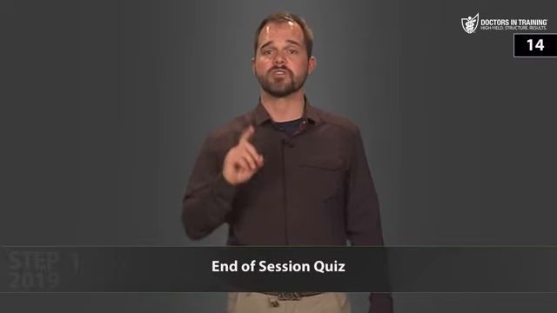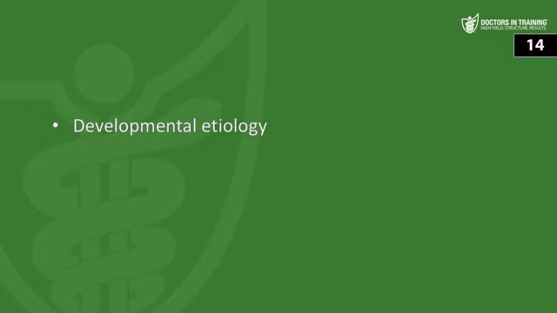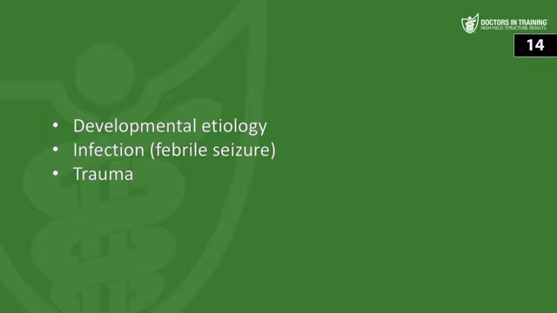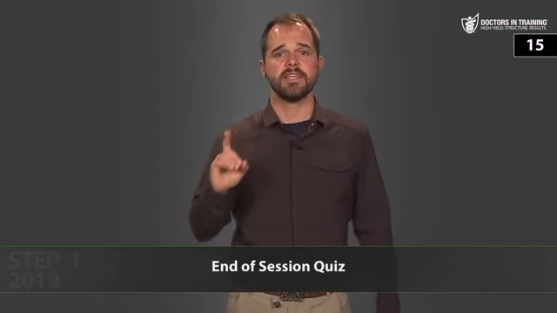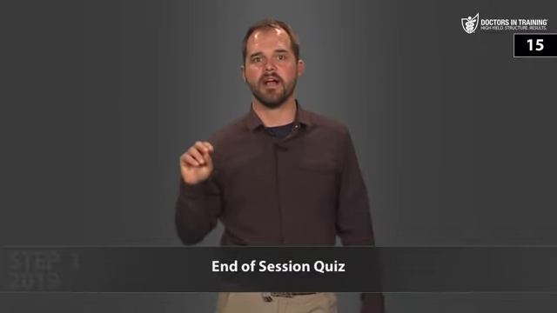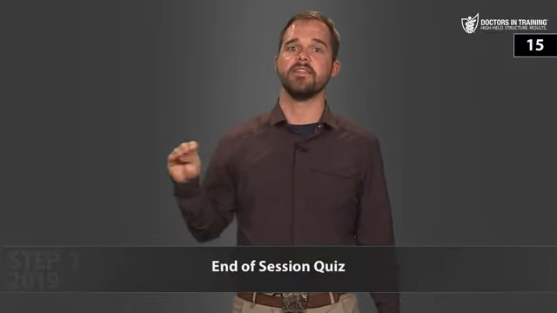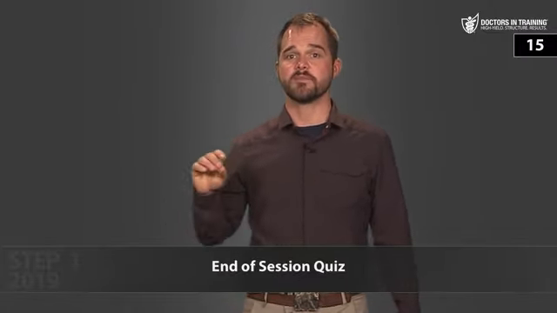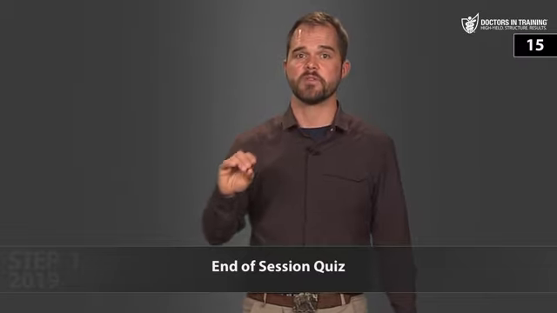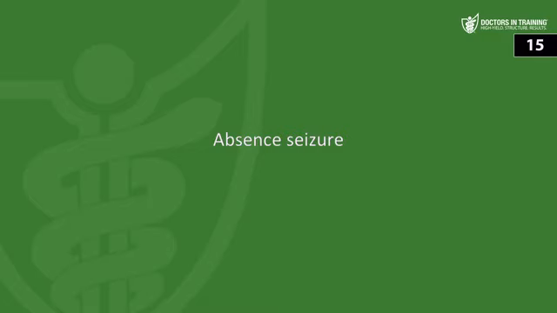Next question. What are the most common causes of seizures in children? In children, a developmental etiology is most common. Other pediatric causes include infections, febrile seizures, trauma, and metabolic causes. Next question. A 10-year-old child spaces out in class, stops talking mid-sentence, and then continues as if nothing happened. During the spells, there's a slight quivering of the lips. What is your diagnosis? It's an absence seizure.